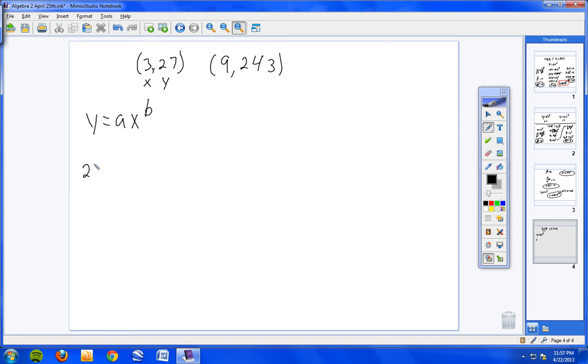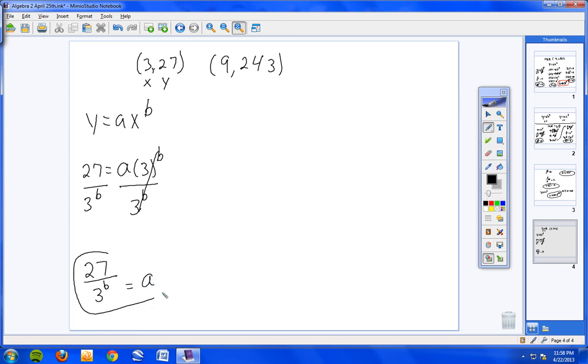So where y is, I substitute 27, and where x is, I substitute 3 to the b power, and I want to solve for a. So I divide by 3 to the b power, and I divide by 3 to the b power. Okay, these cancel out, and I'm left with 27 over 3 to the b power equals a. Okay? All right. Now, please don't divide 27 and 3. You cannot do that. Okay? But leave it just like this.